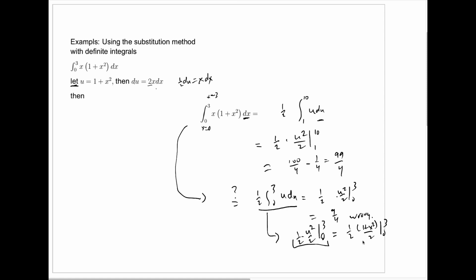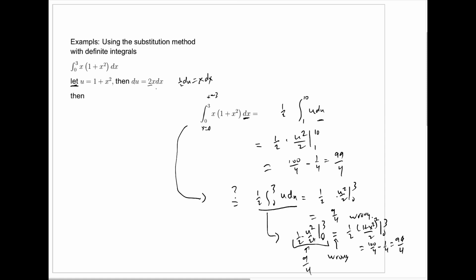What does this symbol mean? Well, if I plug in 3 here, I get 1 plus 3 squared. Oh, that should be a squared there. So I would get 10 squared, which is 100 over 4. And then I subtract plugging in 0, which would give me 1 over 4, and I get 99 over 4. Now that looks like the right answer. What's wrong with this? It's that this is wrong. This is 9/4. This expression here is 99/4.